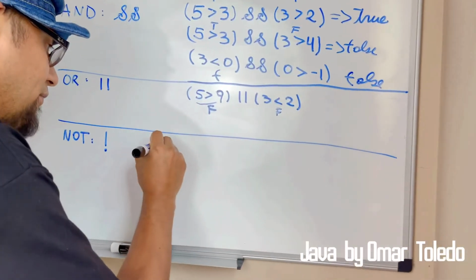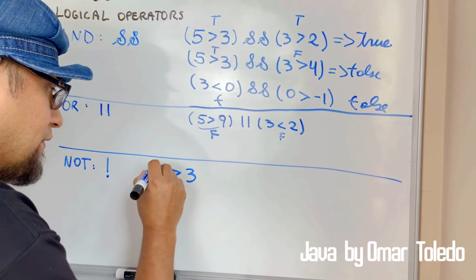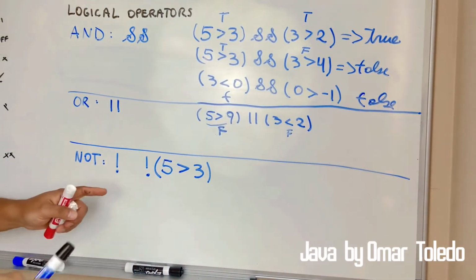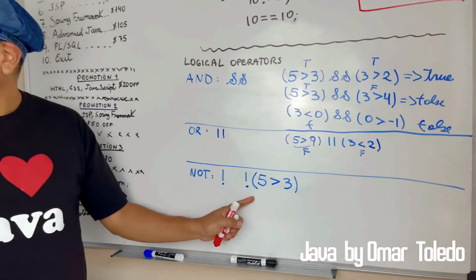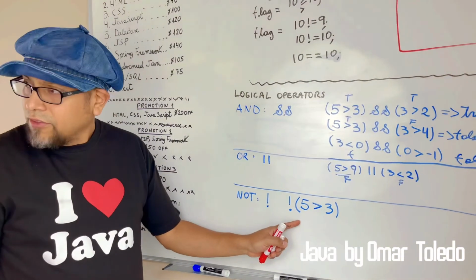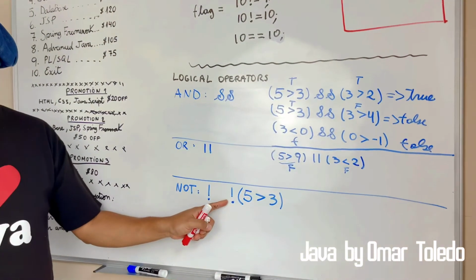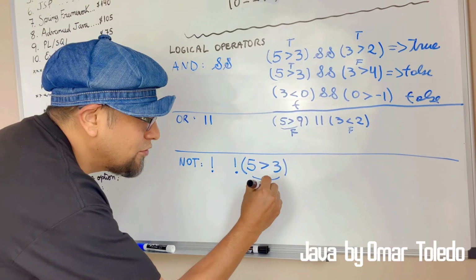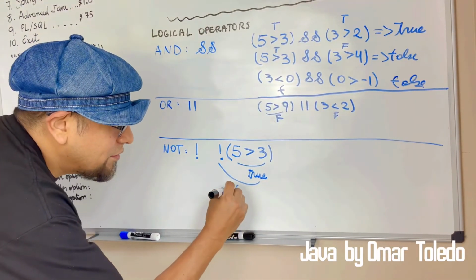Okay. 5 greater than 3. See what is inside the parentheses. 5 is greater than 3? Yes. Come on, true, right? True. Okay. But what do you have in front of that? A NOT. So if this operation is true, now it's false. Now everything is going to be false.